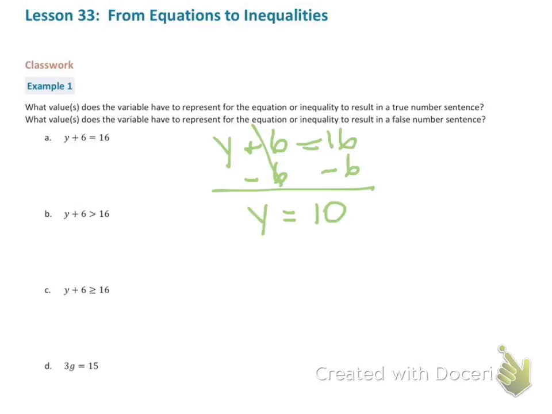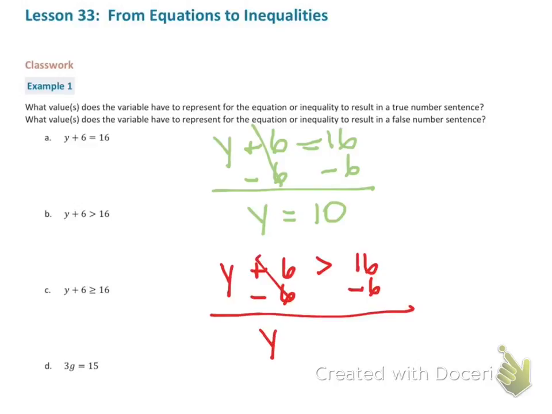All right, B. Let's do this one in a different color. How about red? Y plus 6 is greater than 16. Well, I still want to get y alone, so I need to get rid of this plus 6. I'm going to do that with a negative 6. Whatever I do to one side, I have to do to the other side. The 6's cancel out. I get y is greater than 16 minus 6, 10.